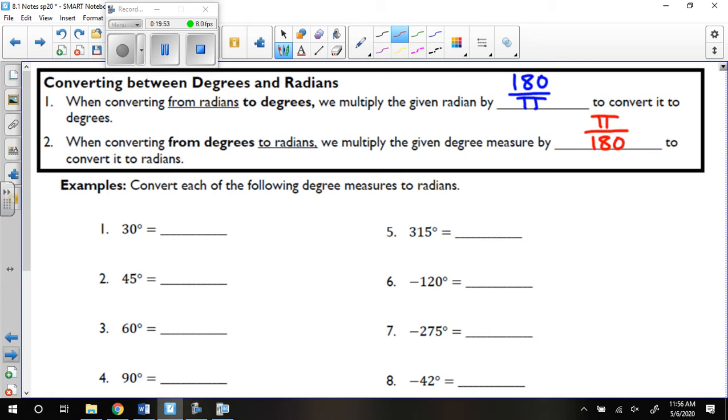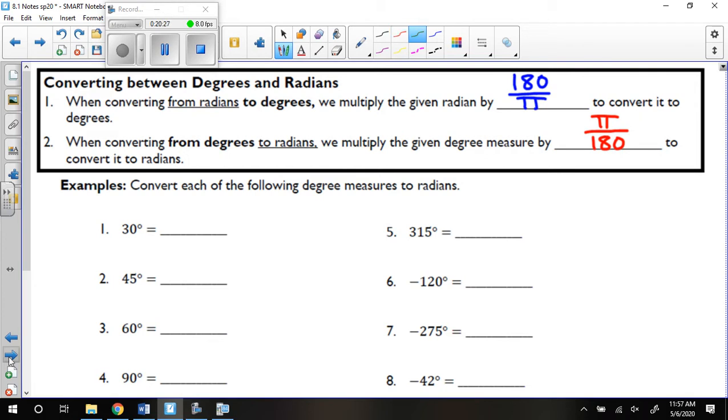Okay, the first option, when you're going from radians to degrees, pi is on the bottom because you're actually trying to get rid of pi, so you need to be dividing by pi. In the second option, when you're going from degrees to radians, notice pi is on the top, and that's because you're actually trying to put pi into your answer. So you're multiplying by pi on the top instead of trying to divide it out.